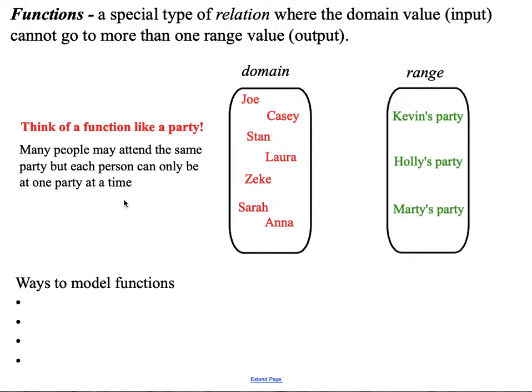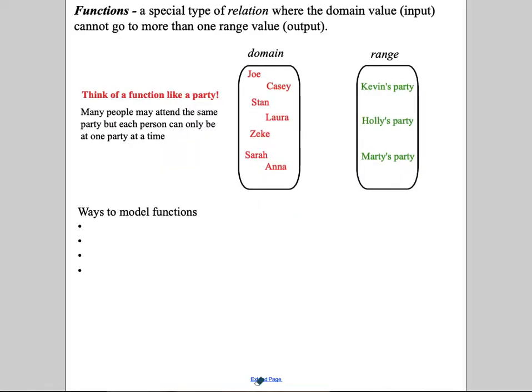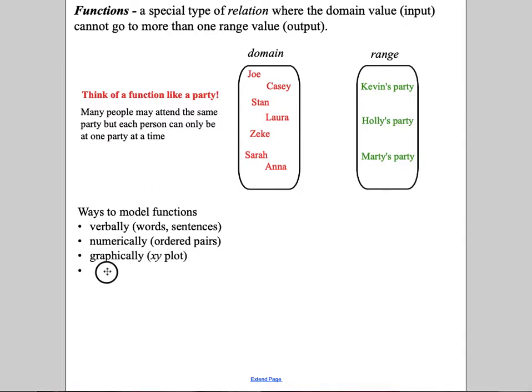We have several ways that we can model functions. I've listed 4 of them here. One of the ways we can model functions is just using words. Another way is numerically, or with numbers. Often that's as ordered pairs. You might see it as a table or as just ordered pairs. We could also model them graphically, or we could model them using equations, or algebraically.